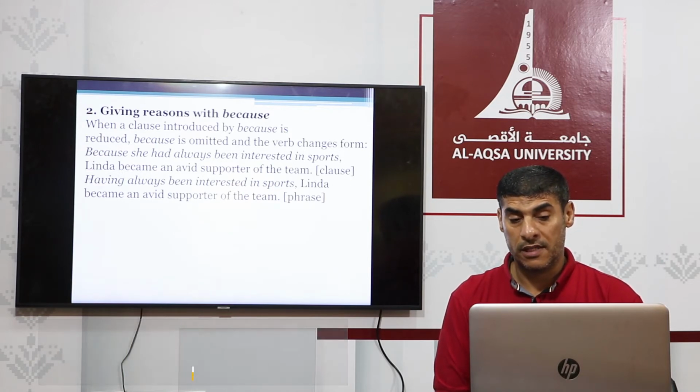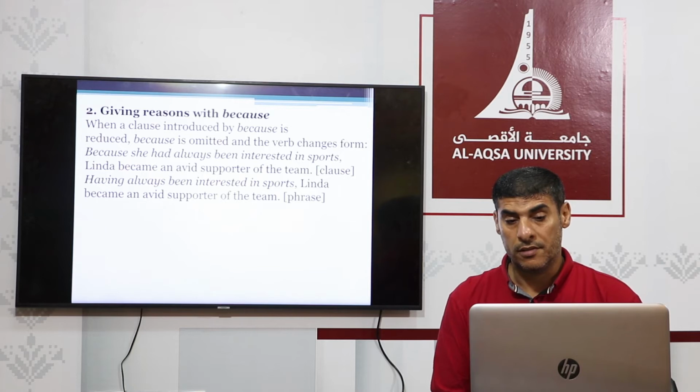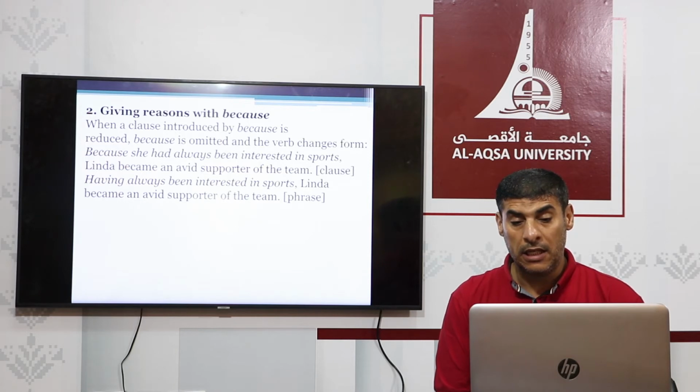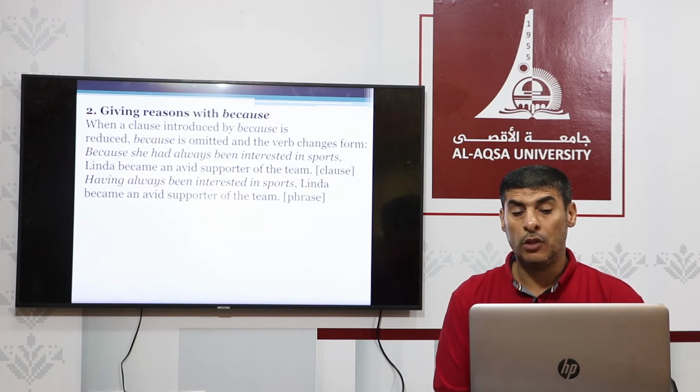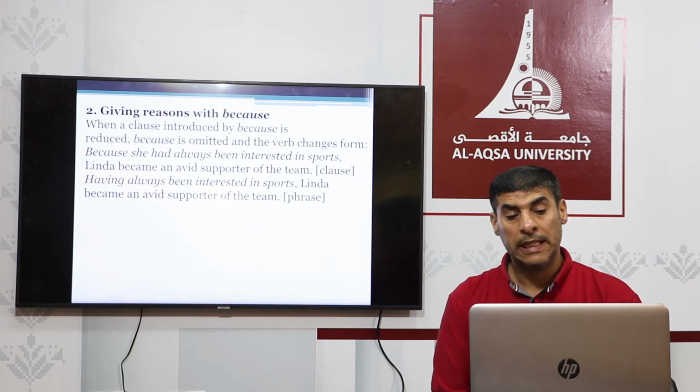That is so significant, giving reasons with because. When a clause introduced by because is reduced, because is omitted and the verb changes form. Because she had always been interested in sports, that is the clause. Linda became an avid supporter of the team, that is the independent clause. So, having always been interested in sports, Linda became an avid supporter of the team.